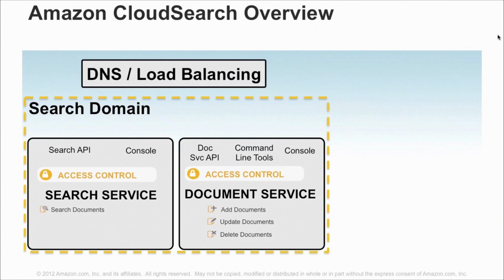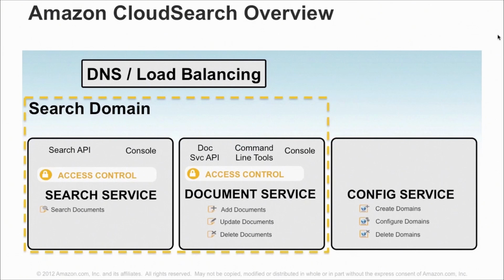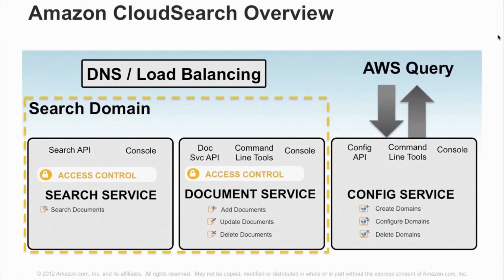Along with those two services, there's a configuration service that allows you, among other things, to create and delete domains, as well as tell CloudSearch how the fields in your documents should be indexed and the options that are applied to them. The config service is available, again, direct to API, and we have command line tools and console interaction that enable you to get to the config service. Here, the access control is provided through your AWS login.